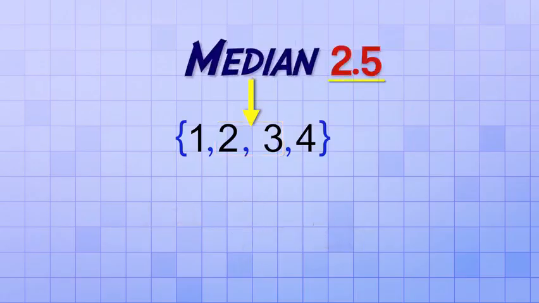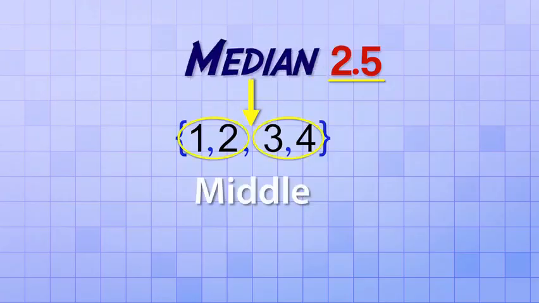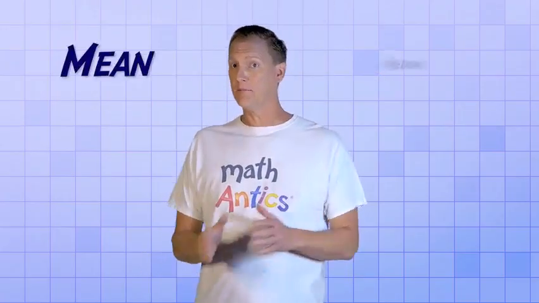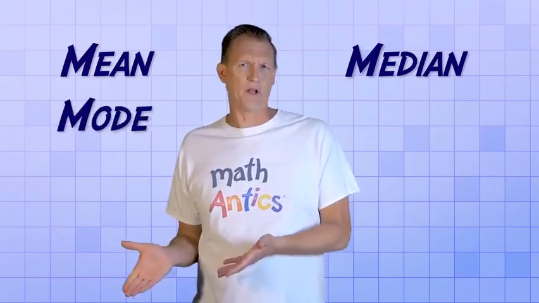Even though the number 2.5 isn't actually a member of the data set, it's the median, because it represents the middle of the data set, and it splits the members into 2 equally sized groups. Okay, so now you know the difference between mean and median, but what about the mode of a data set?